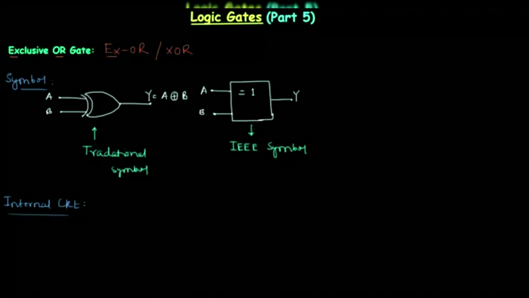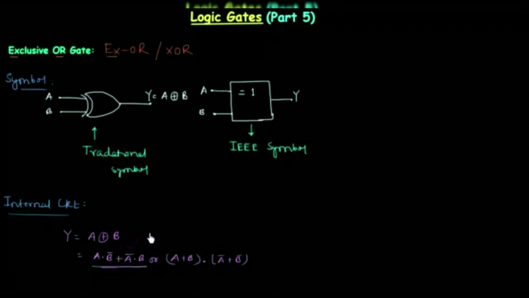A XOR B, if we expand A XOR B, then we have A and B complement, or A complement and B, or we can write A or B and A complement or B complement. So this is the expansion for XOR, and we can easily implement this expression.